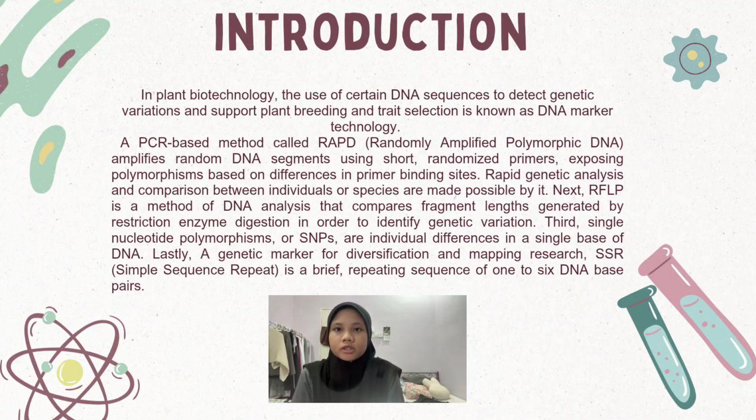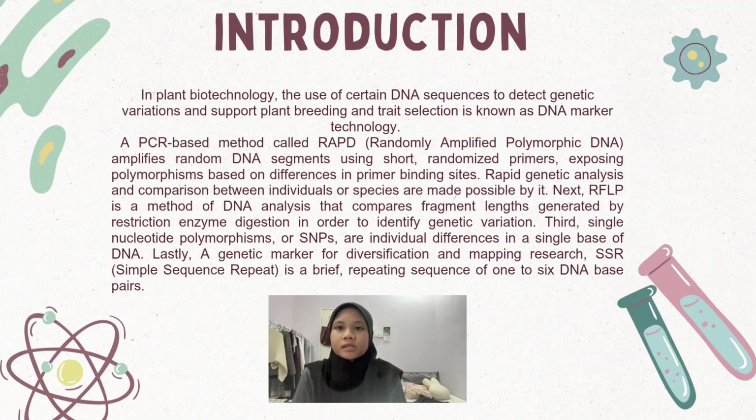For introduction, in plant biotechnology, the use of certain DNA sequences to detect genetic variation and support plant breeding and trait selection is known as DNA marker technology. A PCR-based method called RAPD, randomly amplified polymorphic DNA, amplifies random DNA sections using short randomized primers, exposing polymorphisms based on differences in primer binding sites. Rapid genetic analysis and comparison between individuals or species are made possible by it.